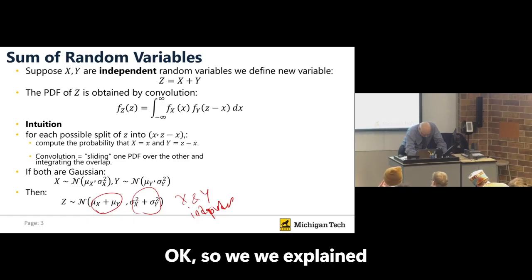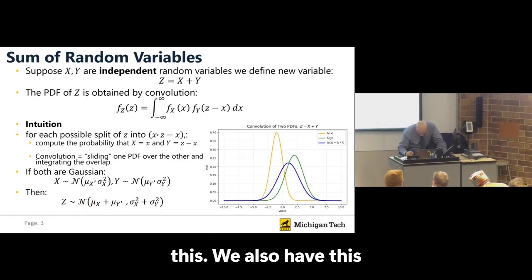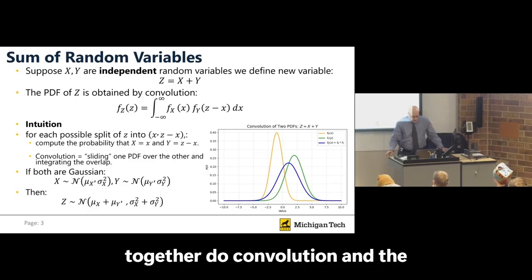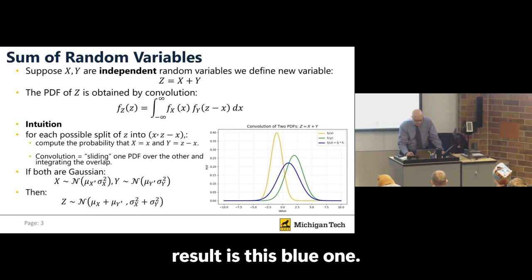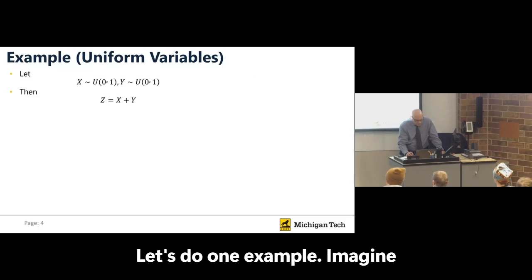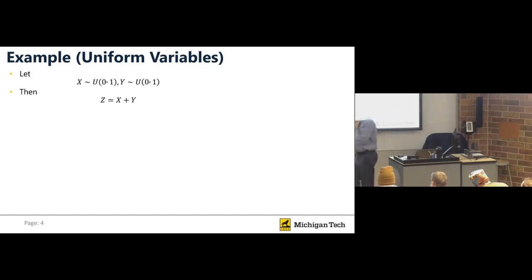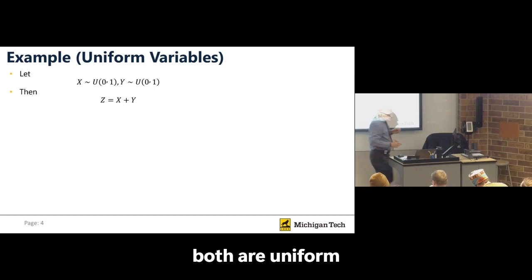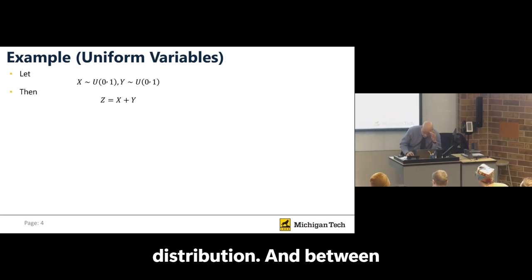Okay, so we explained this. We also have this picture, as you can see. This yellow and green convolve together, do convolution, and the result is this blue one. Let's do one example. Imagine we have two random variables, x and y. Both have uniform distribution, between 0 and 1.